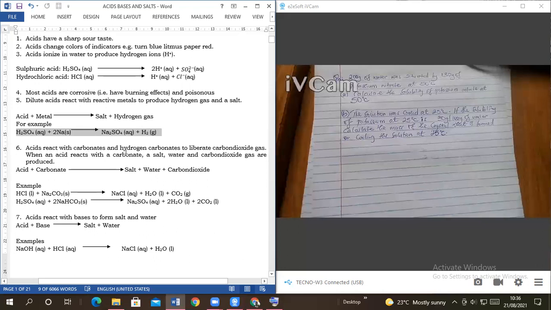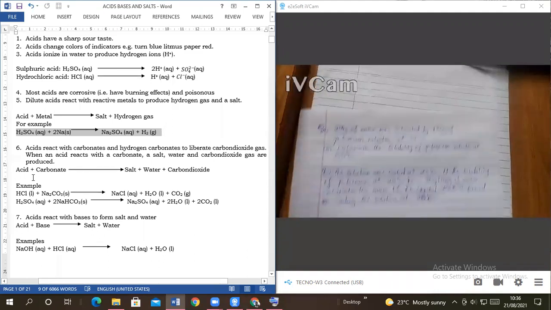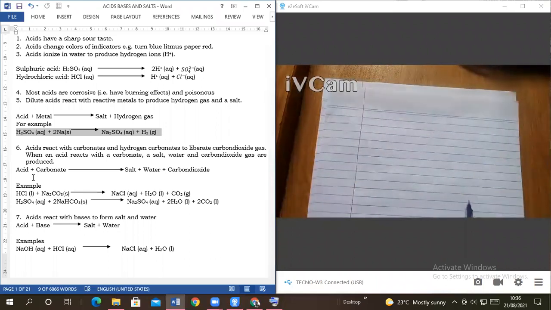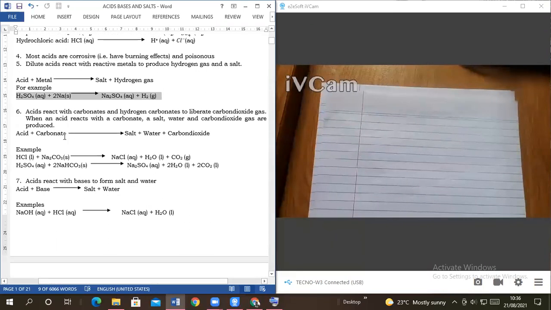Acids react with carbonates and hydrogen carbonates to liberate carbon dioxide gas. This is an example of that. Let me remove these salts of ours, I'm going to look at them later. So here we have the acids. Acids react with carbonates and hydrogen carbonates to liberate carbon dioxide gas.